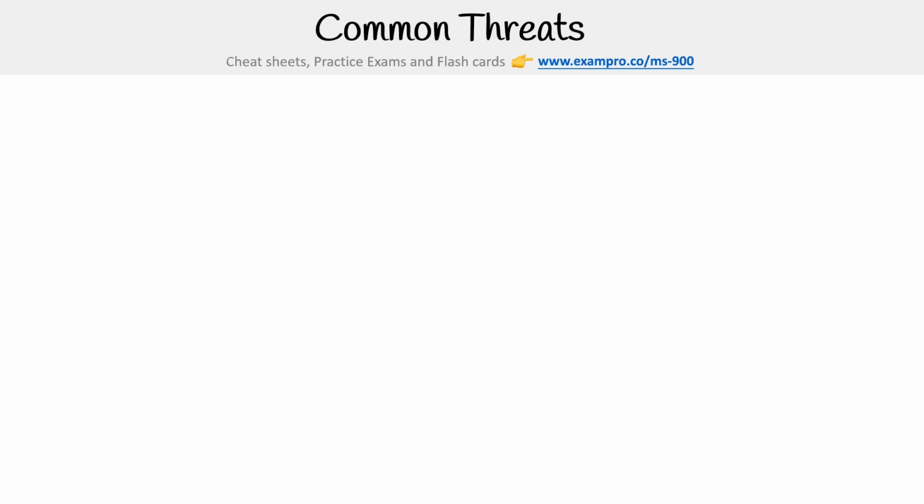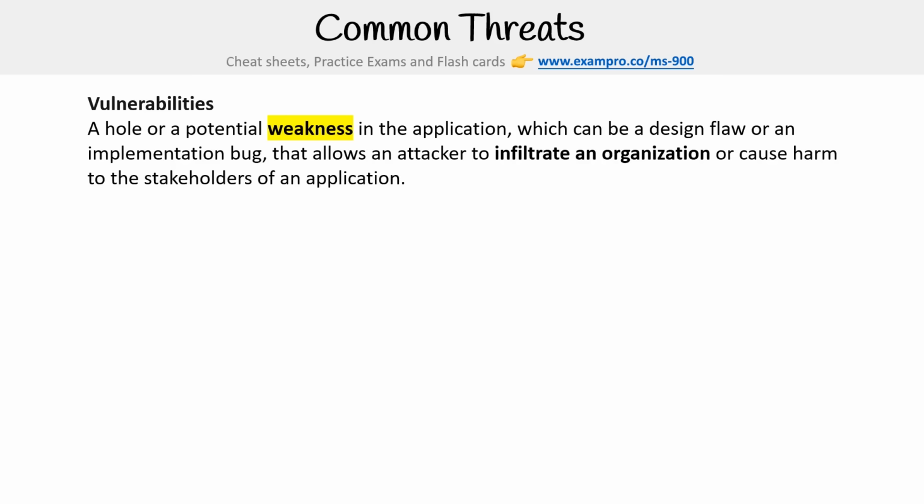Before we talk about the common threats, we need to know what vulnerabilities are. A vulnerability is a hole or a potential weakness in the application, which can be a design flaw or an implementation bug that allows an attacker to infiltrate an organization or cause harm to the stakeholders of an application.